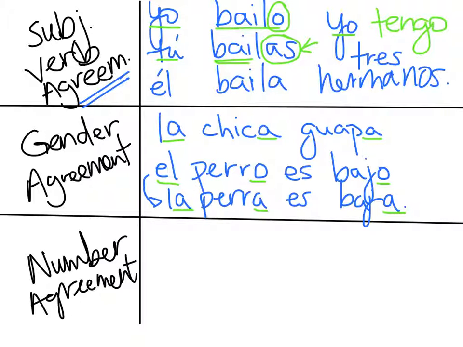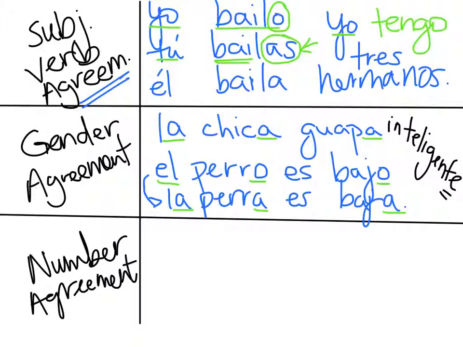Remember, not everything changes. Por ejemplo, the adjective inteligente. This one ends with an E. This one does not change to an A or an O. This one stays the same for both. So that is what gender agreement is.